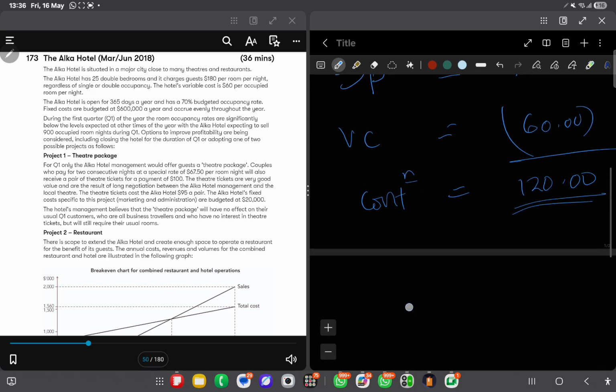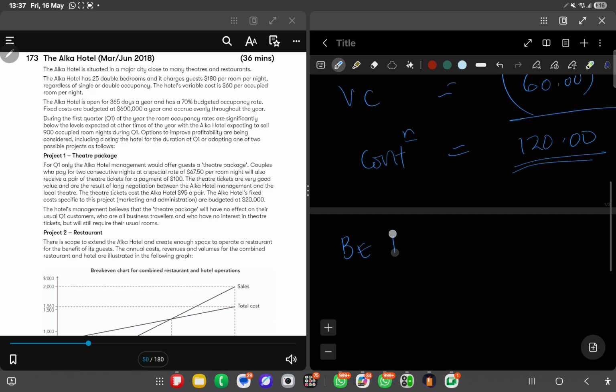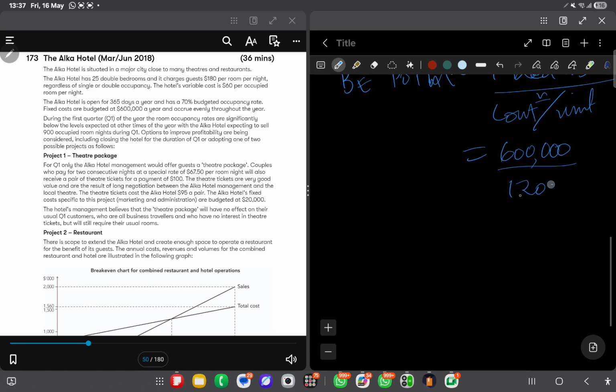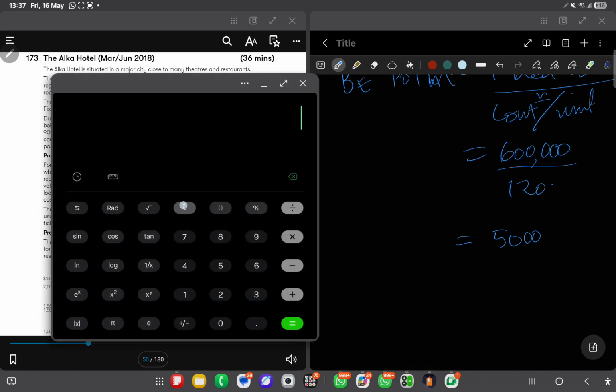That is calculated. Now we need to calculate the break-even point. As we know the equation, fixed cost divided by contribution per unit. So my fixed cost is 600,000, that I divide by 120. The answer is 5,000. We can just reconfirm this: 600,000 divided by 120, you get 5,000 room nights.